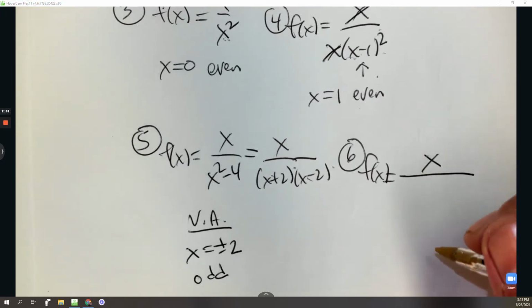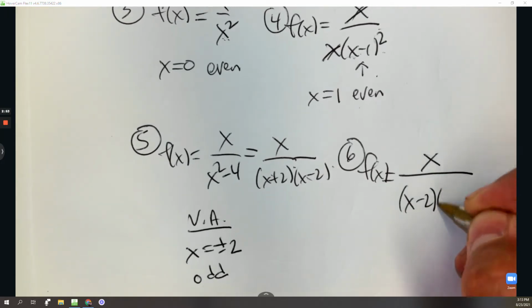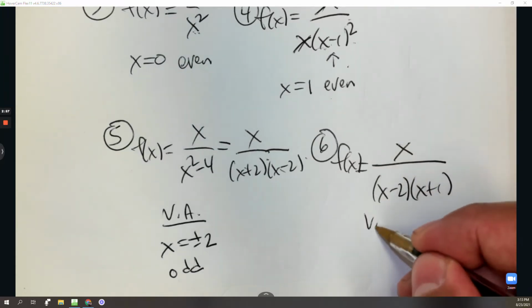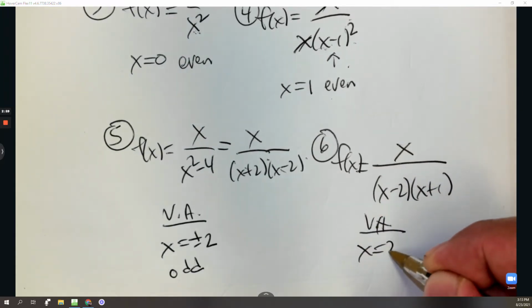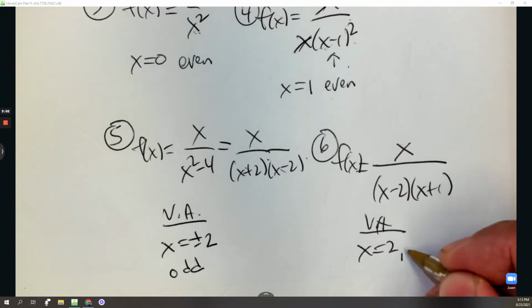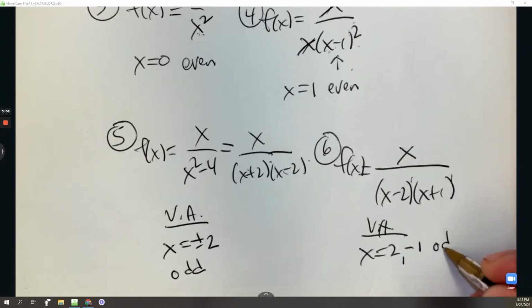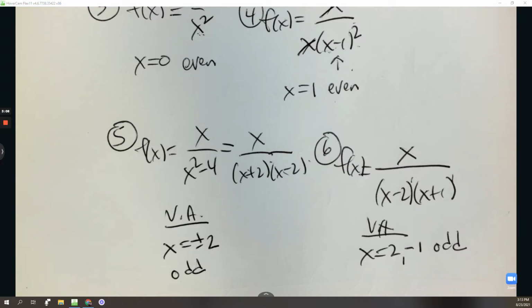Now I'm going to factor it right away. The two numbers that factor are negative 2 and positive 1. Nothing's removable. So the vertical asymptotes are at positive 2 and at negative 1. Both have odd exponents that you don't see, so these are odd vertical asymptotes. Number 7.